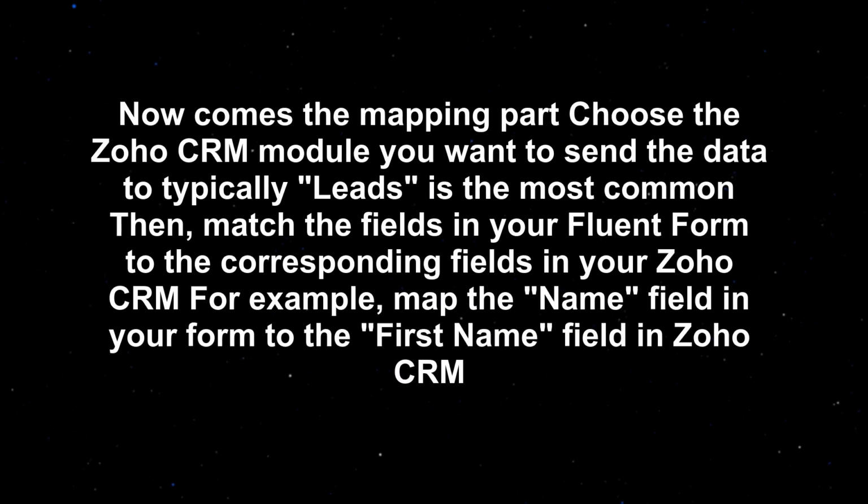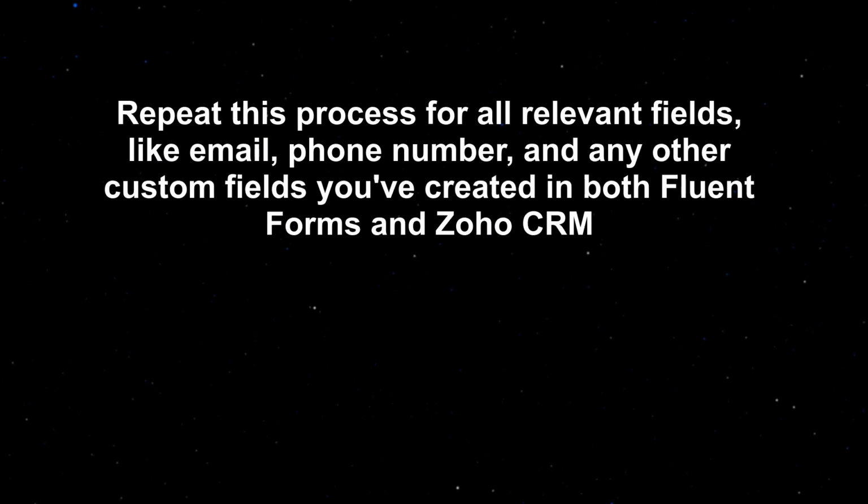Now comes the mapping part. Choose the Zoho CRM module you want to send the data to. Typically, leads is the most common. Then, match the fields in your Fluent Form to the corresponding fields in your Zoho CRM. For example, map the name field in your form to the first name field in Zoho CRM. Repeat this process for all relevant fields, like email, phone number, and any other custom fields you've created in both Fluent Forms and Zoho CRM.